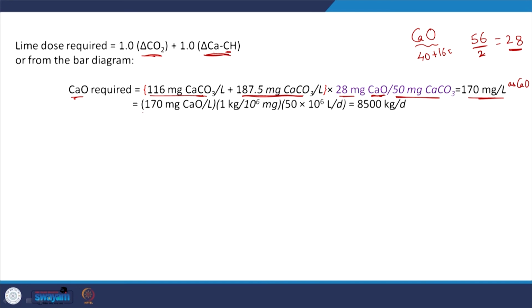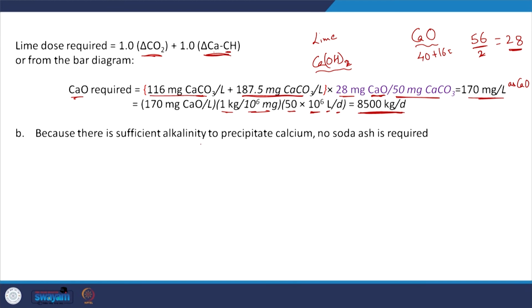That's one aspect. Traditionally slaked lime is Ca(OH)2, but in India they use the terms interchangeably. You can look at the question in detail when you do that. If I want it for 50 MLD, 50 million is 10 power 6 liters per day, and I also know 1 kg is 10 power 6 milligrams. Transforming the units, in one day I will need 8500 kgs per day. Looks like I'm overshooting the time, but let me finish this question and we'll end it here.